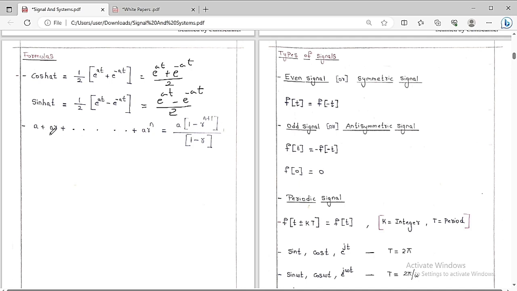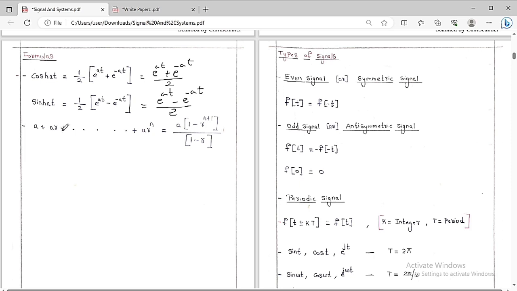Here r is the value by which we multiply each and every term. The number of terms here is 1, 2, up to n plus 1. So the number of terms is n plus 1. So a is the first term, r is the number by which we multiply each term, and the total number of terms in this expression is n plus 1. Here it is starting from 1, right?